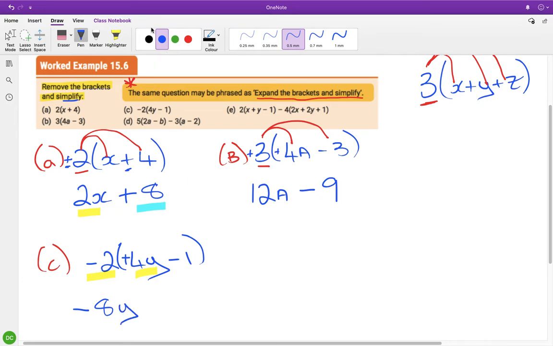That's the first multiplication. The second multiplication is you take the minus 2 again, but this time you multiply it by the minus 1.